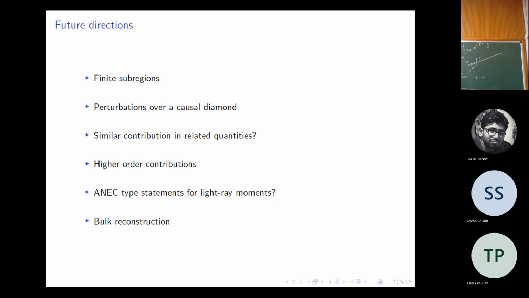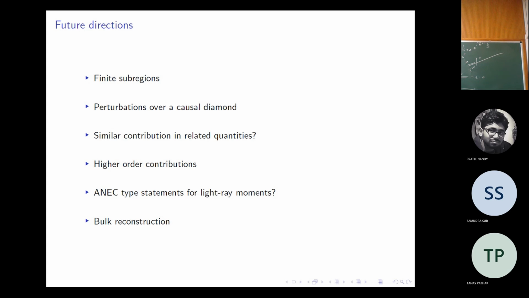For example, second order is the first non-trivial order where, first of all, these types of superposition break down and you have mixing terms. Of course, for stress tensor perturbation there is a statement of positivity, which is the ANEC statement. But we have these higher order moments, and can I also have positivity statements for those operators?